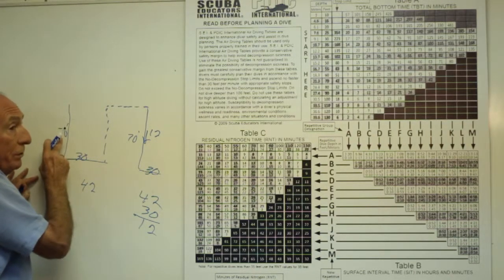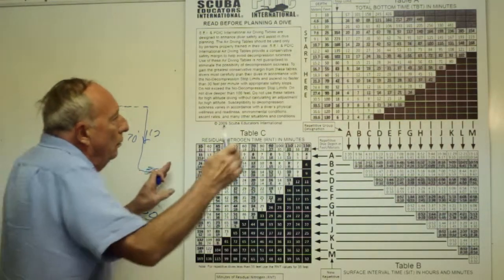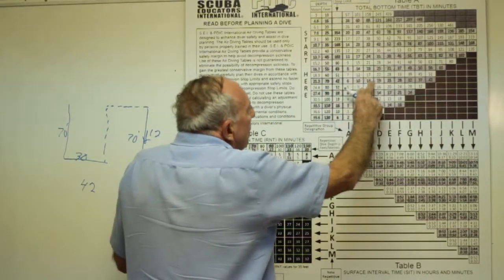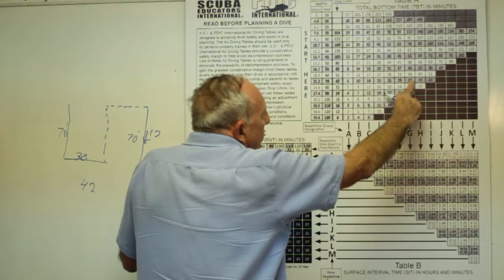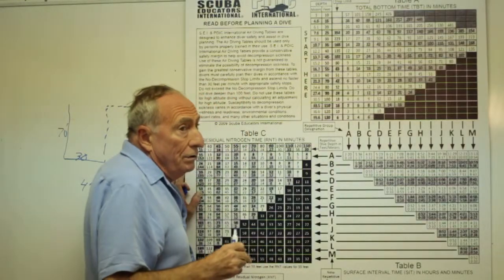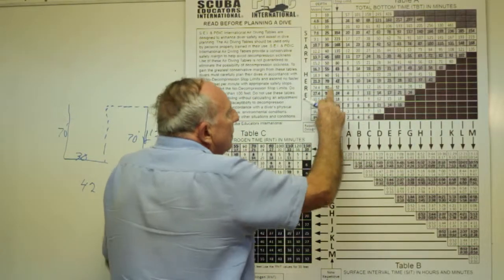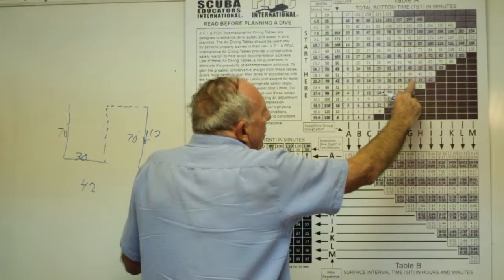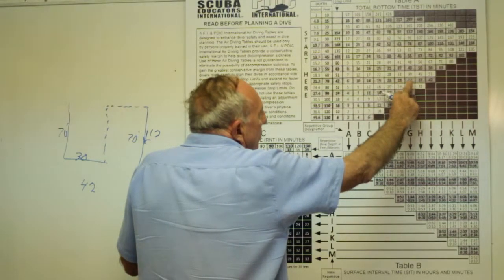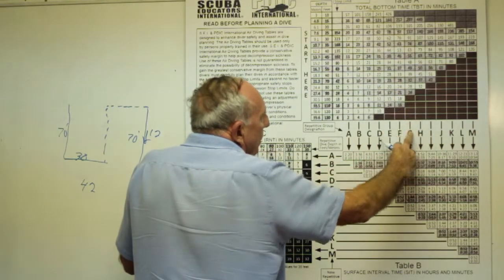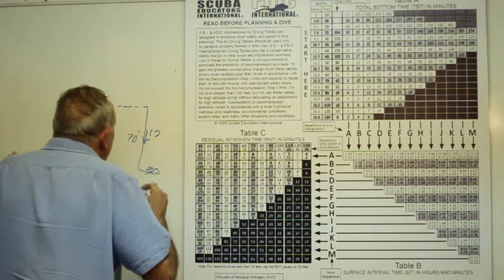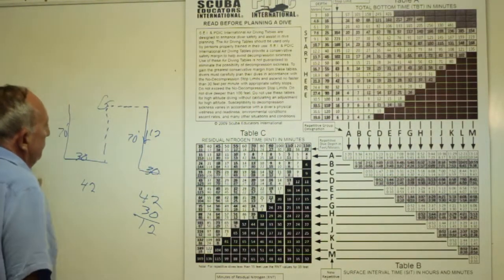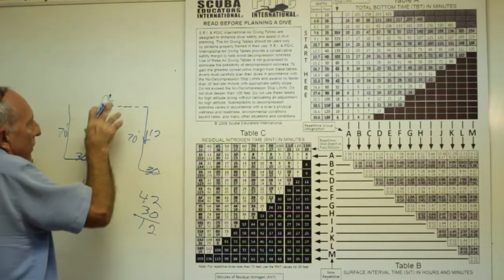So now we got to work these tables in reverse. After that first dive, 70 feet for 30 minutes, we have to go to 32. Whenever you're in between a depth or a time in these tables, you always go to the next highest. So it's 70 feet, it's 28 minutes. We look at 32. We see we are a G diver. Now we can't go any further.